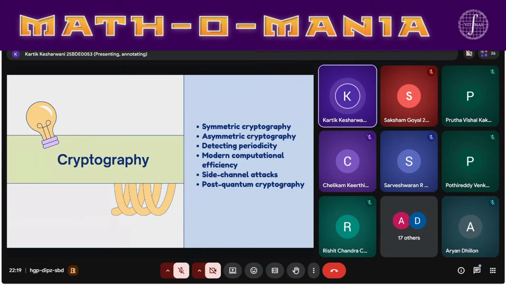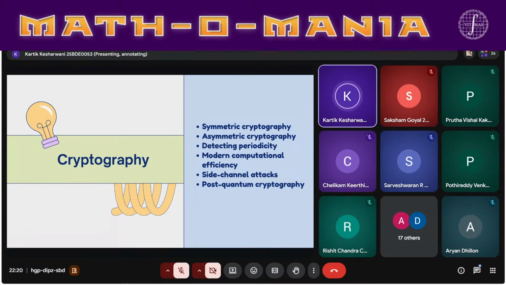In addition, cryptographic hash functions are used to convert data into a fixed length value that cannot be reversed, making them useful for password storage and digital signatures. On the other hand, cryptanalysis is the study of breaking cryptographic systems by finding patterns, weaknesses, or exploiting computational limits.